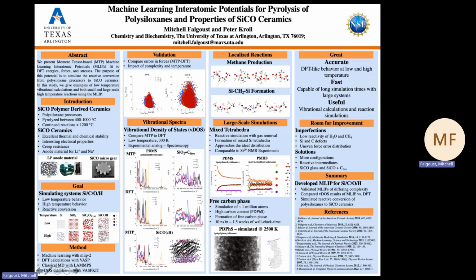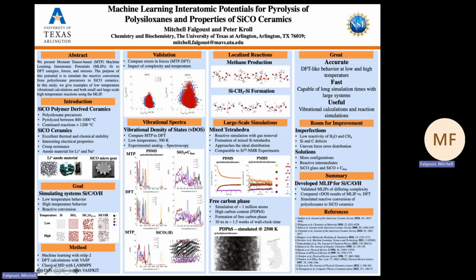So SiCO ceramics have these properties listed here, which are useful. A couple of depictions of some of those properties. The goal for this project was to develop a machine learning interatomic potential for SiCOH using moment tensor potentials, with which we hope to simulate, with DFT-like accuracy, low temperature behavior, high temperature behavior, and reactive conversion of polysiloxanes to SiCO ceramics. Examples of some of the structures appearing in that compositional phase are shown below at low and high temperatures, respectively.